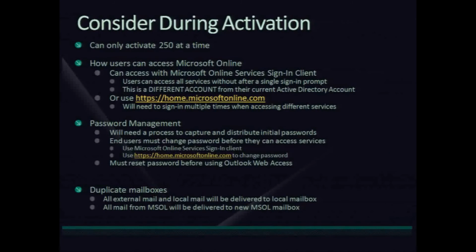So here are some things to consider while you're activating. I already talked about the 250 limit. Think about how users are going to get onto Microsoft Online. Now that they're active, they need to know, well, what do I need to do? I'll talk about that a little bit later on. Think about passwords. Again, we've brought that up several times. And also the duplicate mailboxes.